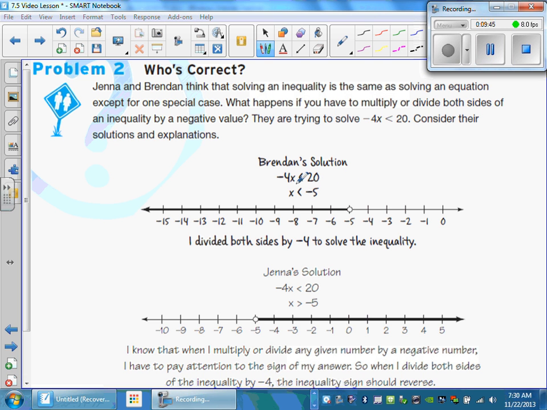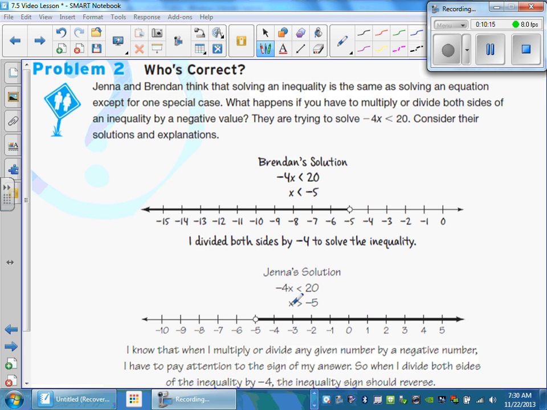However, Brendan says x is less than negative 5, and Jenna says x is greater than negative 5. Jenna also wrote, I know that when I multiply or divide any given number by a negative number, I have to pay attention to the sign of my answer. So when I divide both sides of an inequality by -4, the inequality sign should reverse. So Jenna switched her sign because she divided by a negative number.